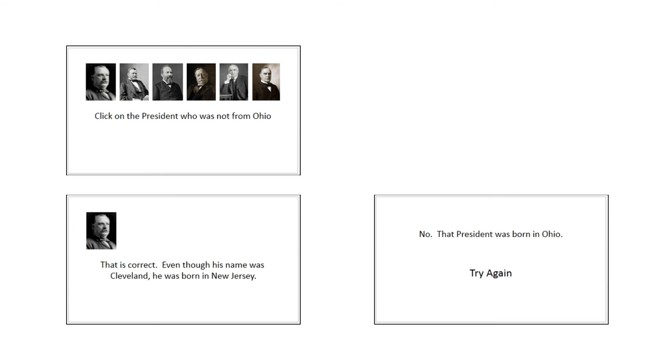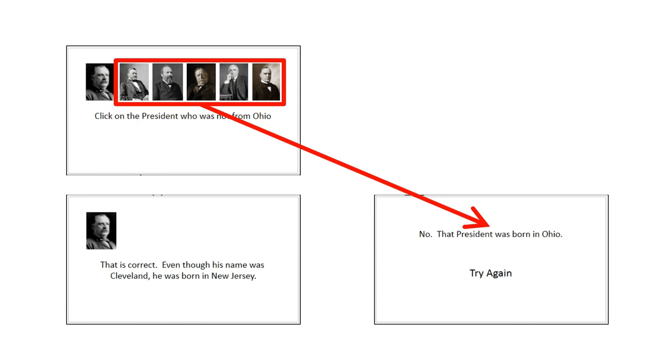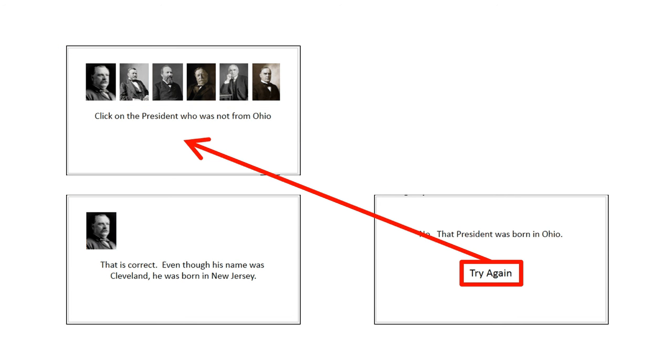If you click on Grover Cleveland, it goes to the appropriate slide. If you click on one of the other five presidents, it goes to, no, that's not the correct slide. And finally, to get a second chance, you can try again, which takes you backwards in the presentation back to the first slide with the question.